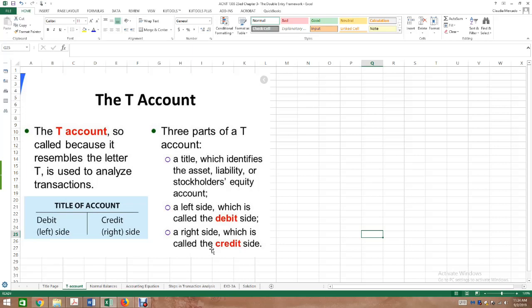Okay, so we always have a title: cash, accounts receivable, accounts payable, whatever the account is, you're going to label it on top of the account. Okay, and then you have your debit side. If the account needs to be debited, that's where you're going to post it, and the right side is the credit side. Okay, so that's how it works.